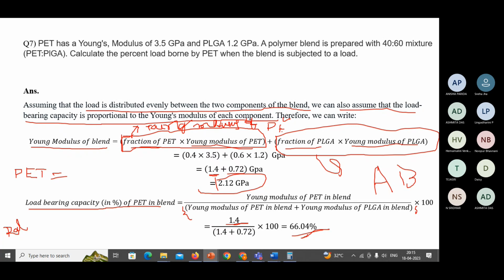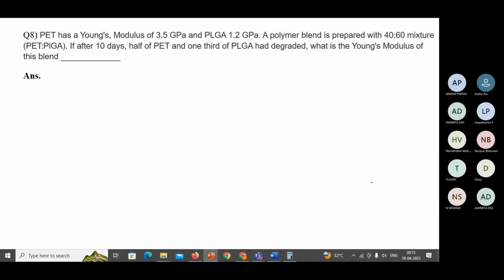Now moving to the next question. The first part is the same. If after 10 days, half of the PET and one third of the PLGA is degraded, what is the Young modulus of this blend? Please try to solve this question. A similar type of question we have already solved this session. Please try to solve it, then give me the answer.